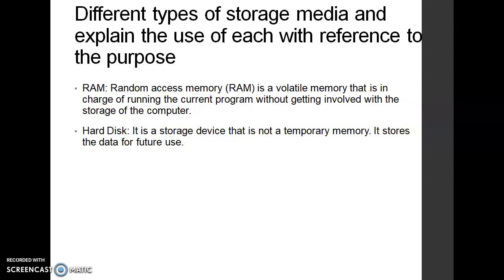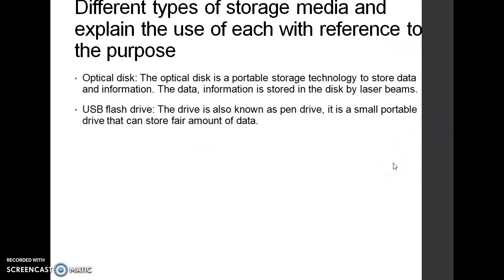Then hard disk, it is the storage device that is not a temporary memory. It stores data for future use. Optical device. The optical device is a portable storage technology to store data and information. The data information is stored in the disks by laser beams. USB flash drive. The drive is also known as pen drive. It is a small portable drive that can store fair amount of data.